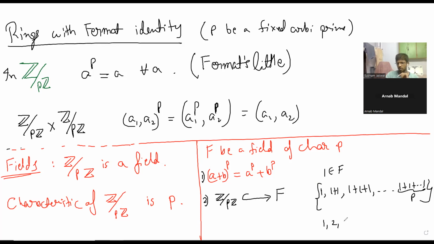Of course, you usually just write this like this. Of course, this P is your 0, and these are the elements. Obviously, all these are there in F. 1 is there in F, so all these things are there in F because the characteristic is P.